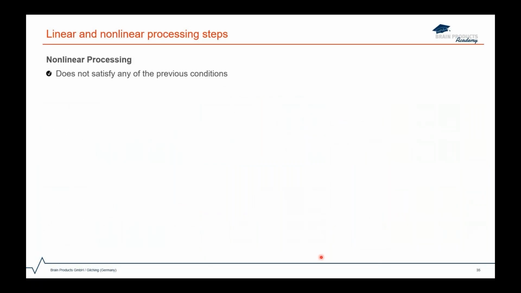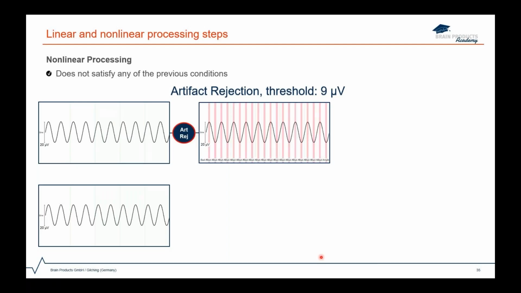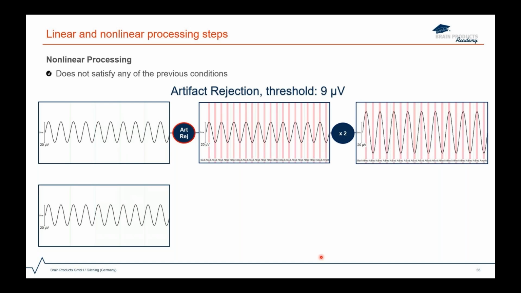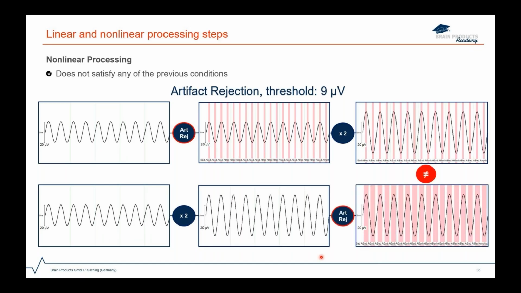Now, a process that does not satisfy any of the two previous conditions will be nonlinear. So, for example, if we take artifact rejection with a threshold of 9 microvolts applied to these sine waves, then with the first example, we can first do the artifact rejection and we get our artifacts over there, and then we can scale the sine wave. But the other way around, if we first scale it and then do artifact rejection, you can already observe how we get different results because the point of threshold crossing is different after we scaled the sine wave first.